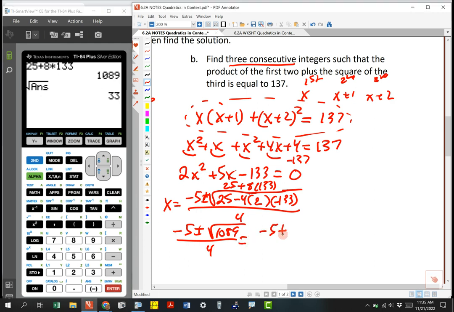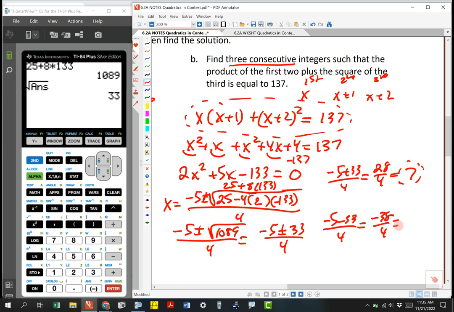So negative 5 plus or minus 33 over 4. So negative 5 plus 33 over 4 and negative 5 minus 33 over 4. So that's going to be 28 over 4. So that's a 7. And the other one is, let's see, that's a negative 38 over 4. And that's going to work out to be negative 9.5, right? Yeah, sure. Is that the answer?